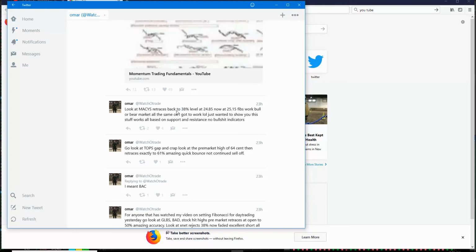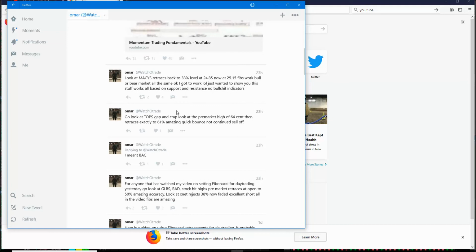because I just got so much going on at work, and I thought about just putting some trades and putting some stops, but I didn't. I should have. I would have banked pretty heavily had I. But look what I wrote. Look at Macy's, retraces back to the 38 level, and now at 24.85, was at 24.85, now at 25.15. Fibs work bull or bear market, right?